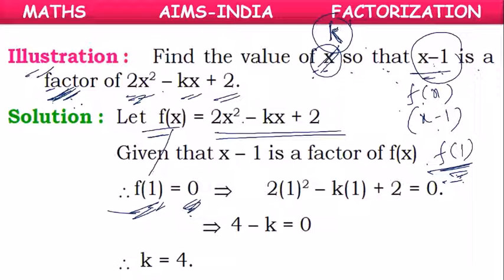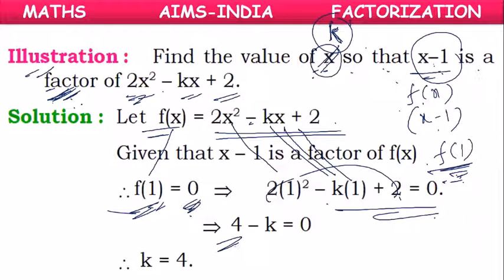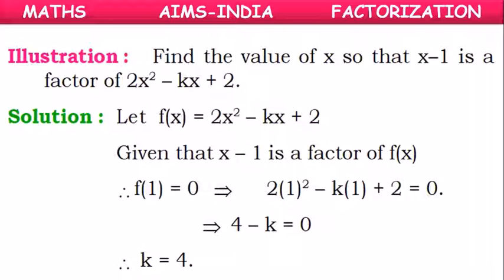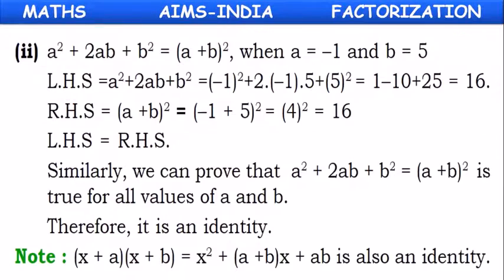How to find f of 1? In the place of x, we have to keep 1. 2 into 1 square minus k into 1 plus 2 equal to 0. 2 into 1 square is 2. 2 plus 2 will become 4. k into 1 is k, so 4 minus k equal to 0. Minus k will go to this side, we will get 4 equal to k, or k equal to 4 we can write. So this is about the remainder theorem and some examples children. The remaining problems we can learn in our next videos.